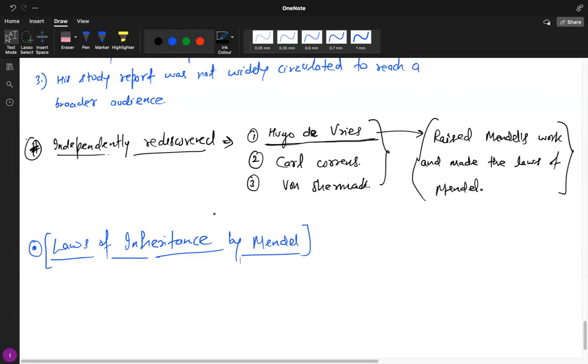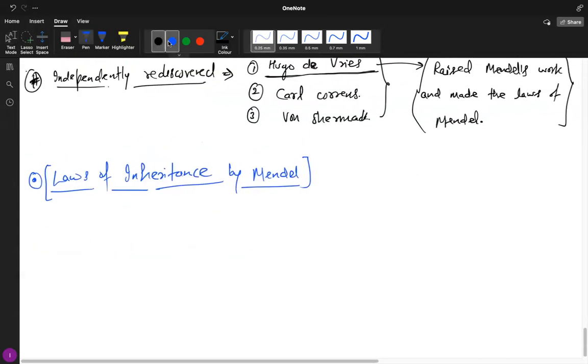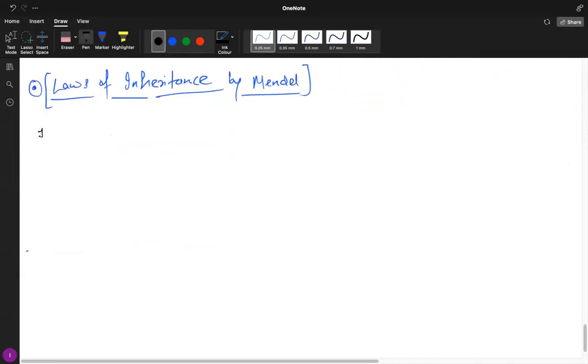Okay, so these laws, which were figured out, were as such. They were the following. The first law, about which we have already talked a bit in the last class, is called the law of dominance. What does the word dominance mean?